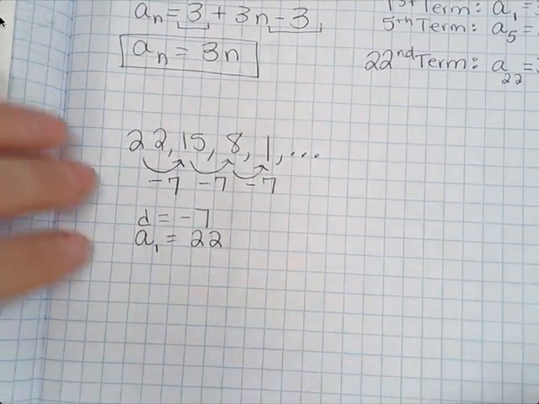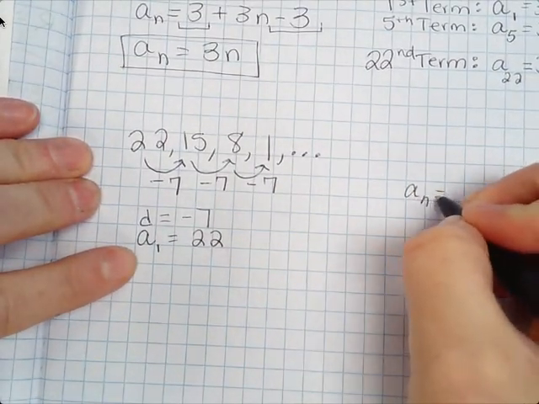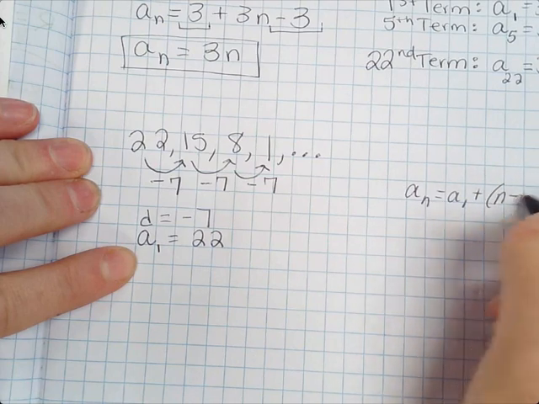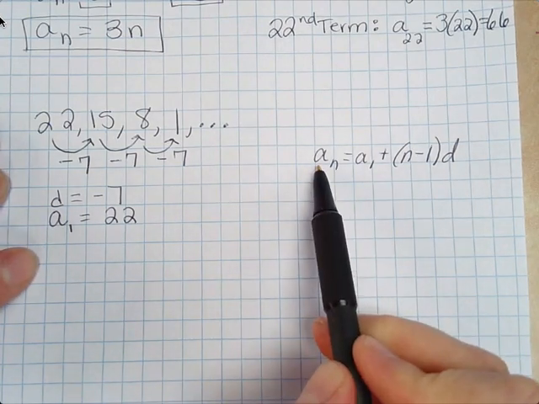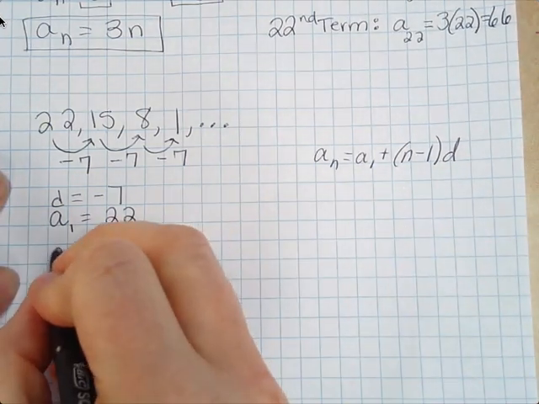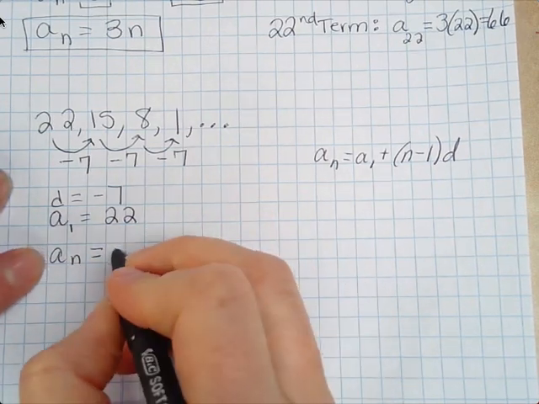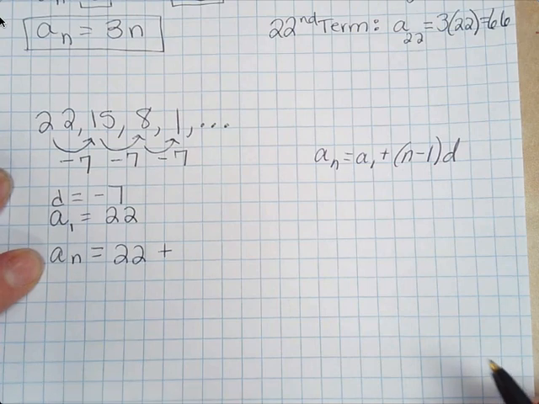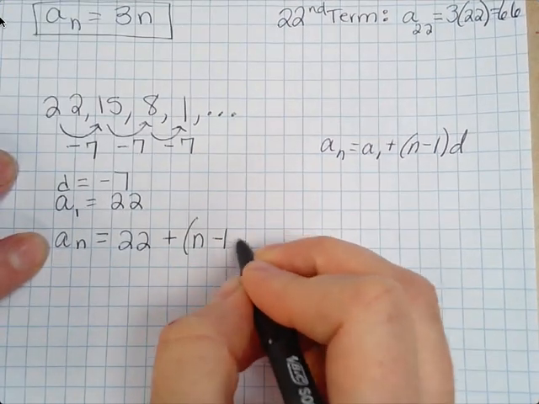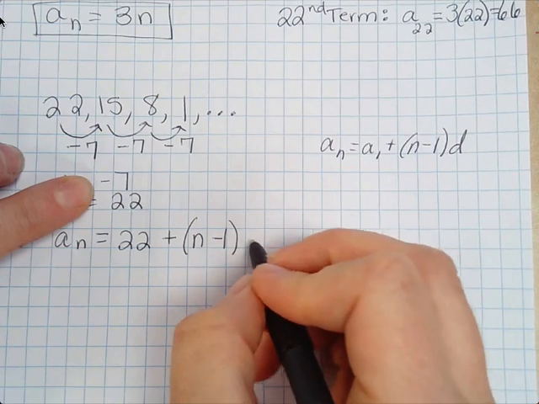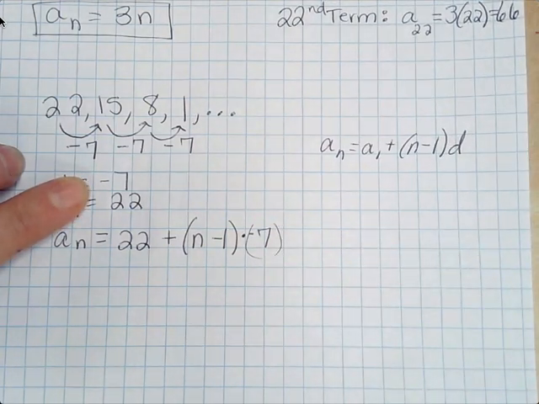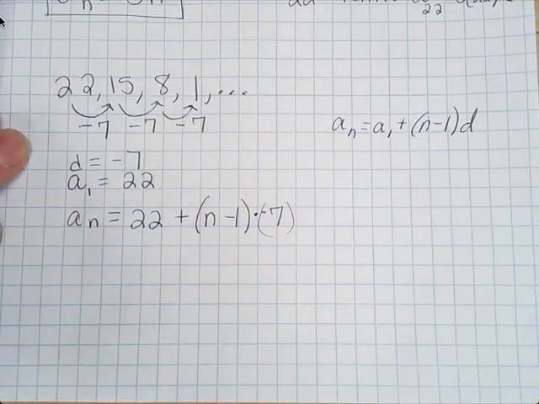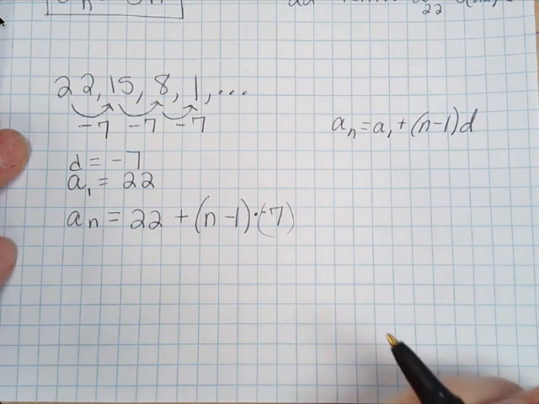So on this one, remember our explicit formula. I'm going to rewrite the explicit formula, and then I'm going to plug in. An is going to stay an. a1 is 22 plus n minus 1, and then our d is a negative 7. So times a negative 7, or you could put it in parentheses like that. Questions so far? You see where I got everything?